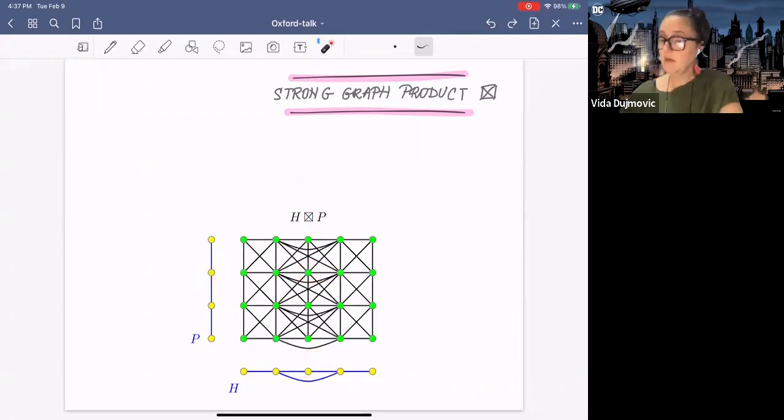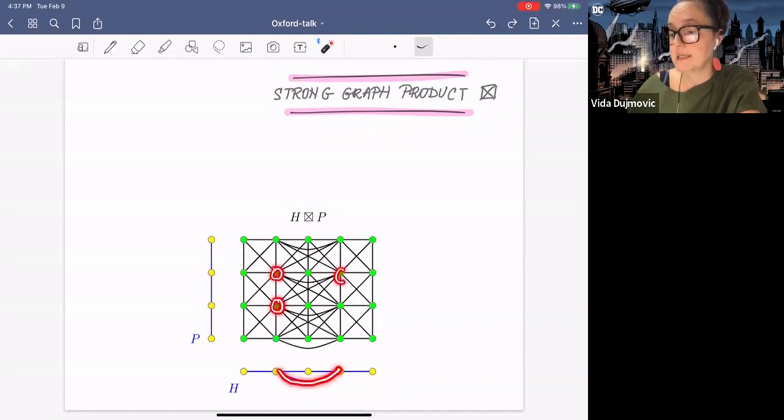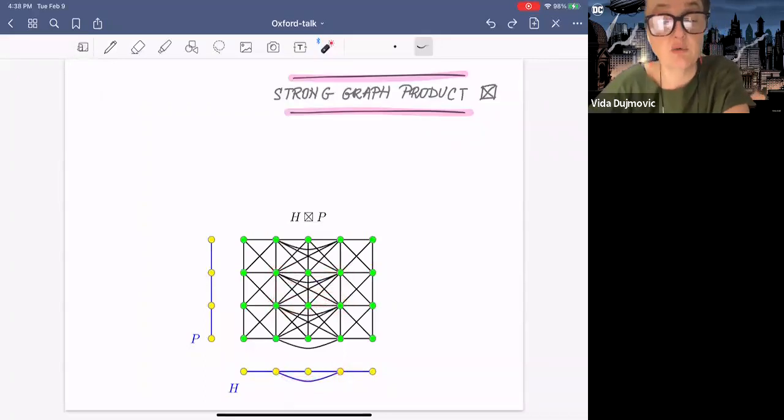So what about the edges? The way you get an edge is for any edge in graph P, and any edge in graph H, so let's look at this one and this one, there are endpoints defined for vertices in the product. So what you do basically is you add all the possible edges between these four vertices. So for every pair of edges, one from P and one from H, you look at the corresponding four vertices in the product and add all the possible edges between those four vertices. This is how the strong product is defined.